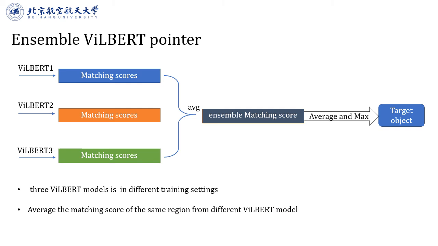Because an object can be seen from different perspectives, it requires a robust pointer to predict the object described in the instruction. So we choose to ensemble ViLBERT on different training sets. We average the region of interest scores from different ViLBERTs as an ensemble matching score, then use the ensemble score to rank the objects in the viewpoint to get the prediction. The ensemble matching score shows better performance on unseen environments.